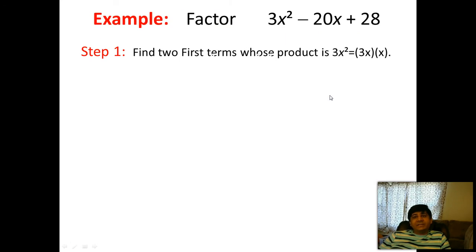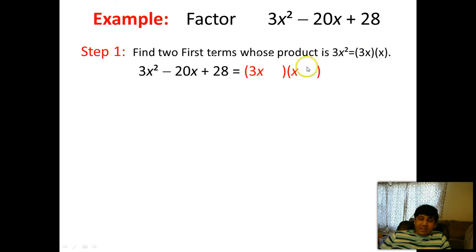So let's look at an example. Suppose we want to factor this equation: 3x squared minus 20x plus 28. The leading coefficient is 3 here. Our first step, again, is to find two terms whose product produces 3x squared. The only options are 3x times x or x times 3x, it doesn't matter. So put it right like that.